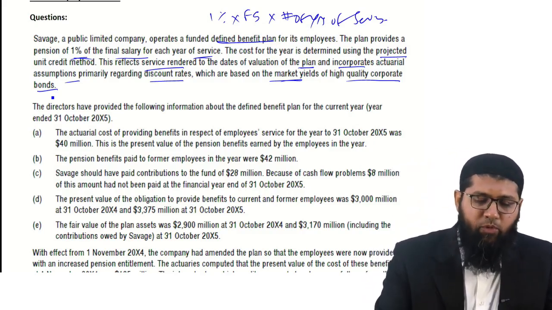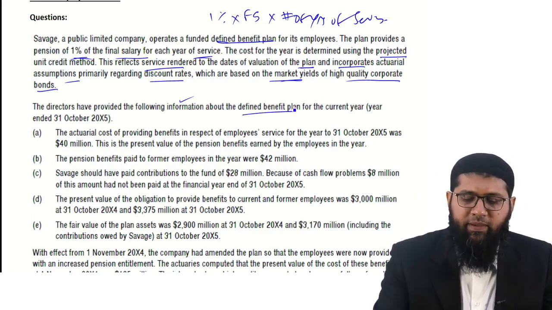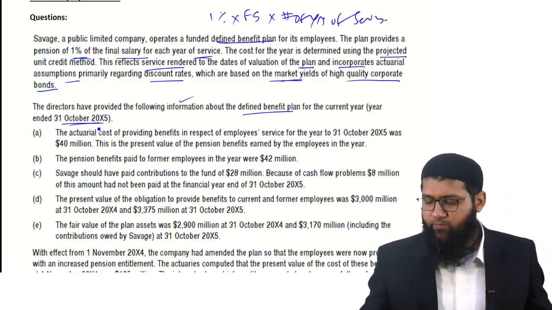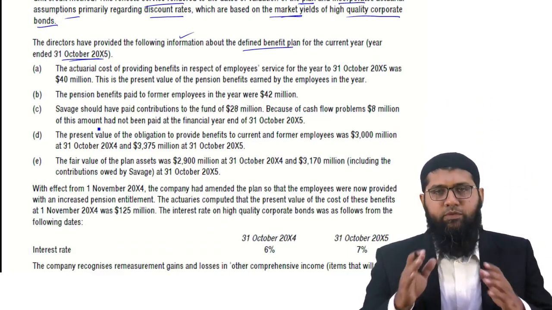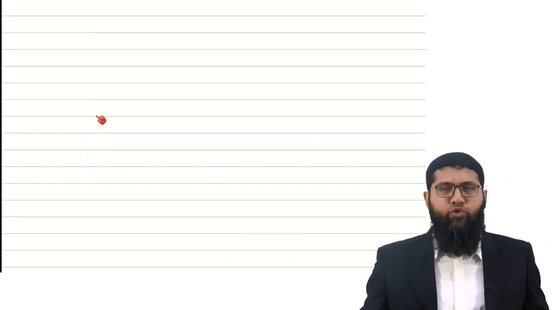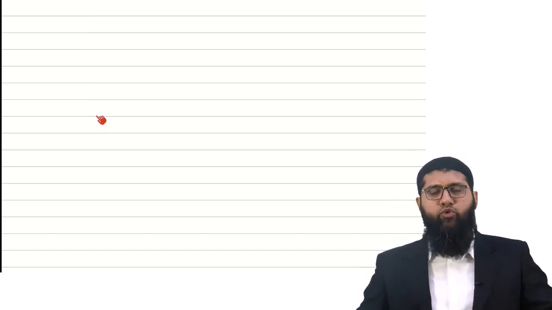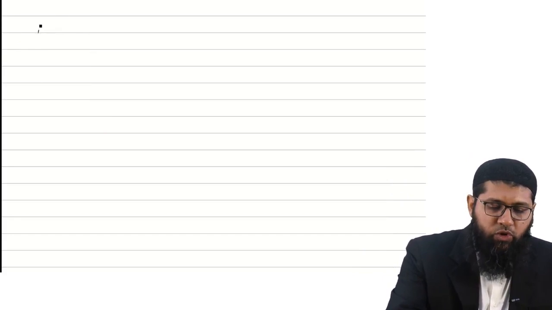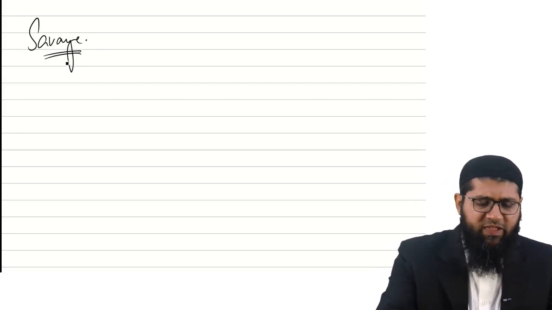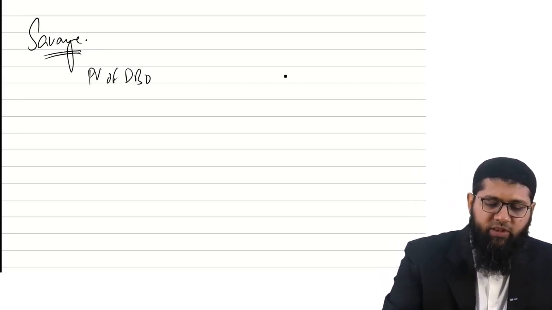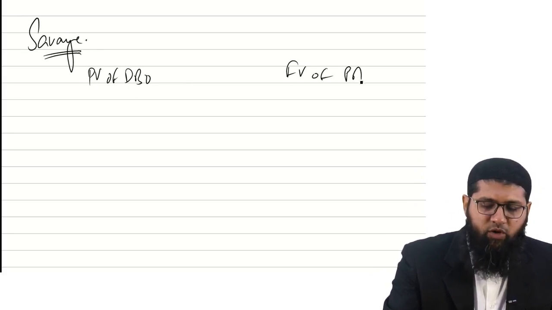It says the directors have provided the following information about the defined benefit plan for the current year, the year ended 31st October 2005. The best way to go about this defined benefit plan accounting is to do the working simultaneously as soon as the things come your way. The question is Savage Company, and from it we would say present value of defined benefit obligation, and the fair value of the plan assets.